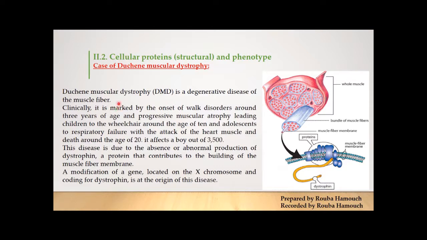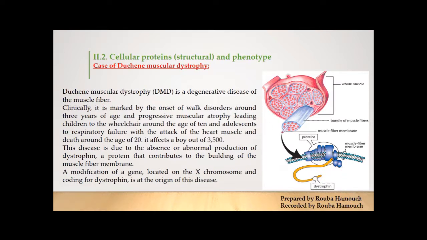In this case, we have two diseases. We will talk about the first disease, the Duchenne muscular dystrophy, and the second disease will be the sickle-cell anemia. The Duchenne muscular dystrophy, called DMD. D for Duchenne, M for muscular means muscles, and D for dystrophy, which means degeneration or death of the muscle cells. So the DMD disease is a degenerative disease of the muscle fiber.